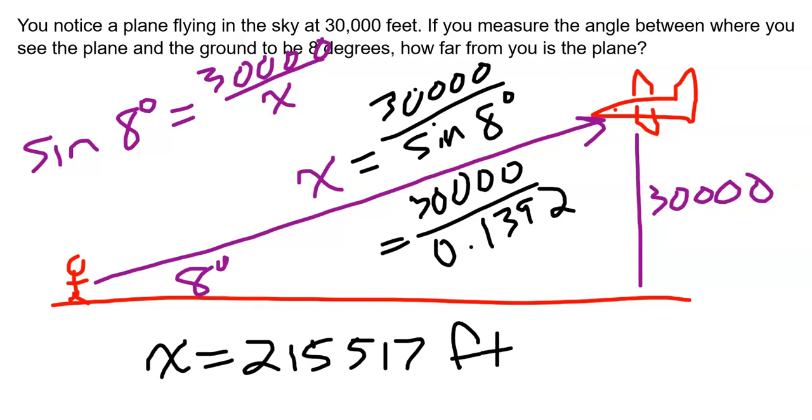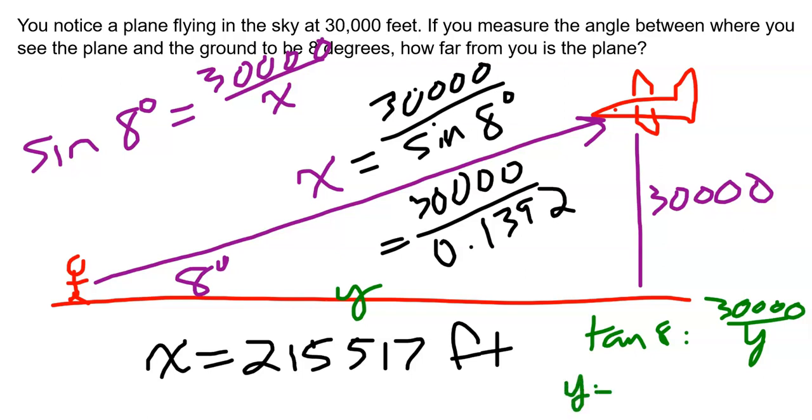Now, if you had tried to find the length along the ground, we could have said that the tangent of 8 is equal to 30,000 over y. The tangent of 8 is about 0.1405. And so if we actually do that calculation, we would find out that y, the distance on the ground, is about 213,523 feet. So that's a brief introduction to the sine and the cosine ratios.